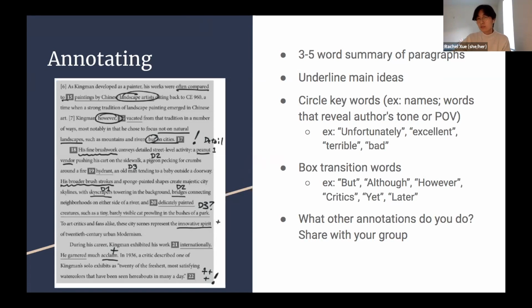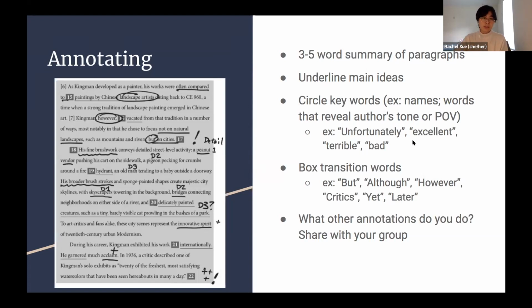So what should you write on the text? What should you annotate? On the right side you can see some suggestions about what I like to annotate and what some people also suggest annotating. Underlining main ideas, circling keywords. This could be names, or it could be words that indicate tone or point of view.